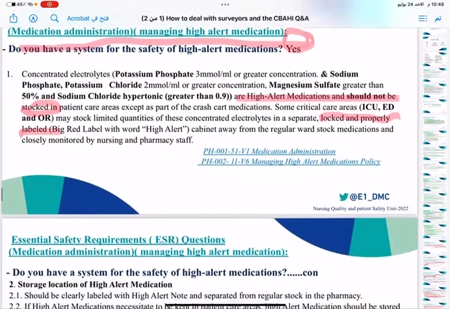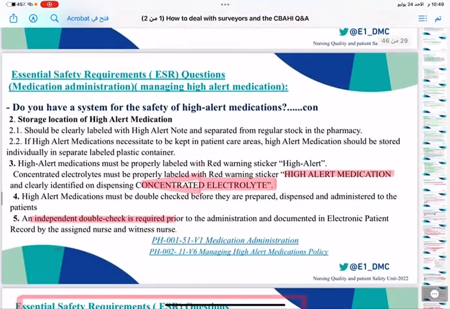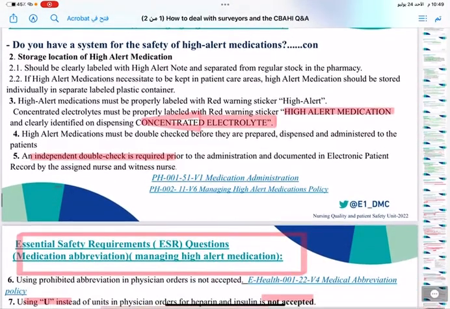For the high alert medication, put in mind that it has to be labeled. High alert medication, for example, electrolytes, are not to be stocked in the stock of the medication room. It is rare, but if it is stocked, it has to be locked, because it is supposed to be dispensed from the pharmacy for the patient, a specific order for a specific patient, but has to be tagged with the high alert tag.